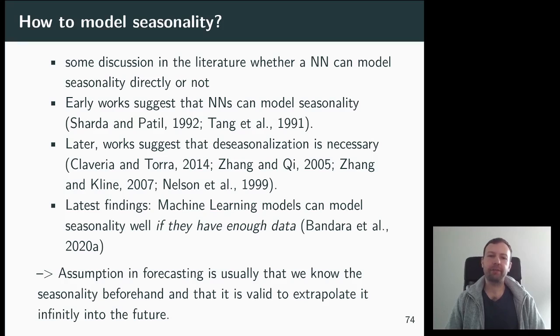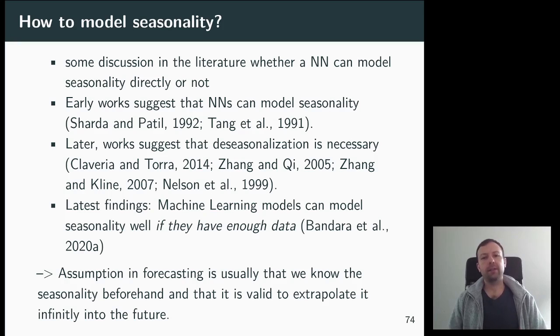And what we lately found is that machine learning models can model seasonality well if they have enough data. I think one very central thing to understand is that just because a neural network can learn something in theory doesn't mean that it will learn it in practice. So even though the neural network has the capability to learn the seasonality, if you don't have enough data, it probably just won't. Now, what does enough data mean? Well, think about having just 2 seasonal periods versus having 20 seasonal periods, for example.